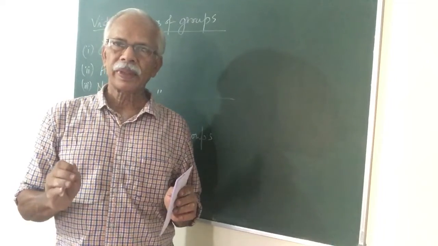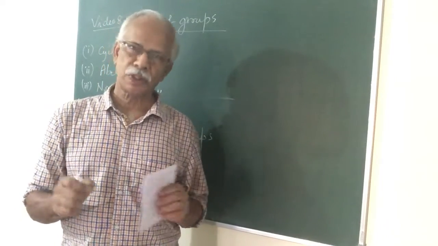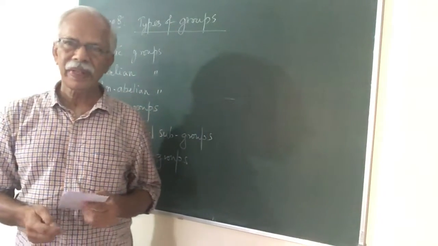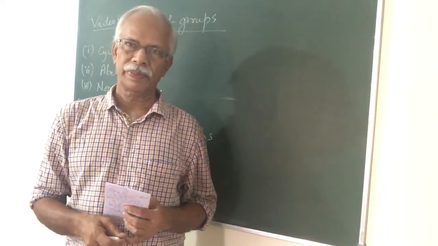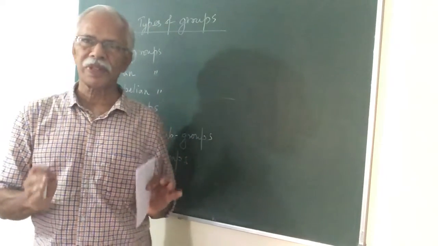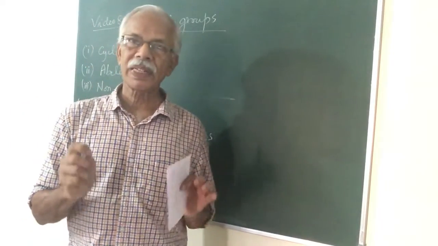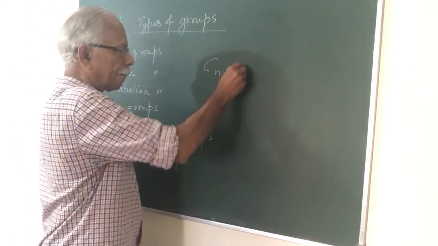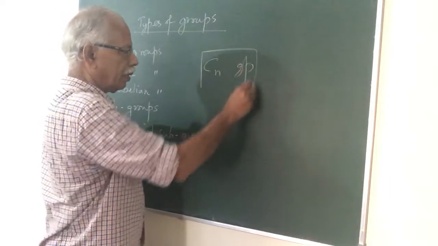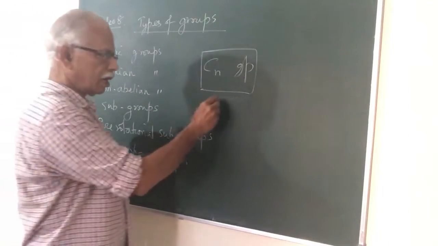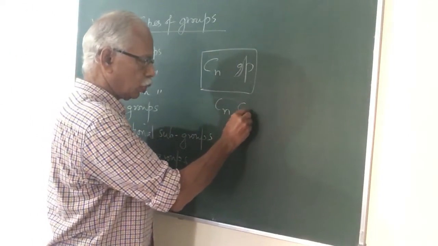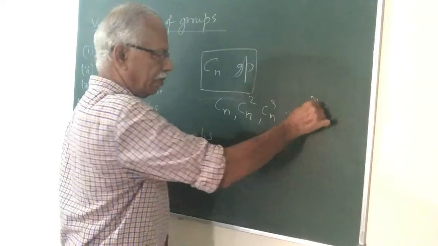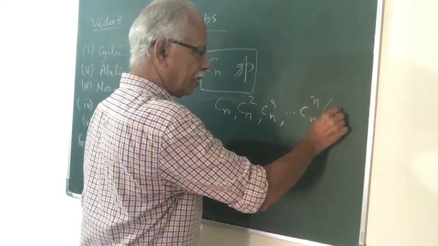Those groups where every operation is expressed as a suitable power of a single operation are called cyclic groups. I repeat, every operation is expressed as a suitable power of a single operation. An example is the Cn group. The various operations here are Cn, Cn2, Cn3, etc. up to Cnn. The last one is equal to identity.